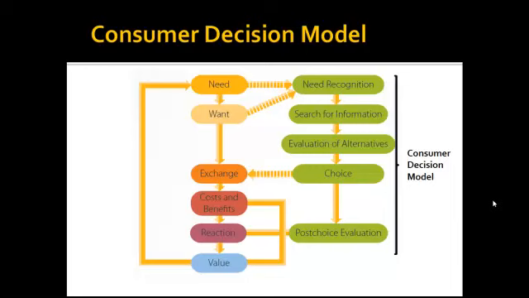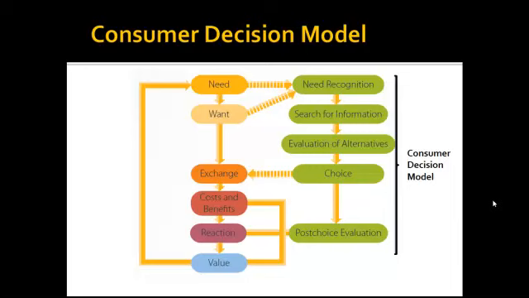So this is the basic model for how consumers make decisions. First of all, a need is stimulated, and so they recognize that. That's the green part, the actual decision model. And there's some type of want or thing that they're trying to use to fulfill their needs. And then once they've recognized that need and it's strong enough, they'll go out and search for information.